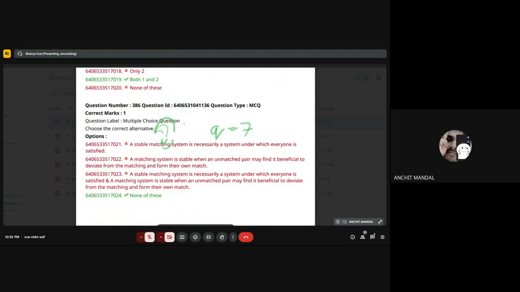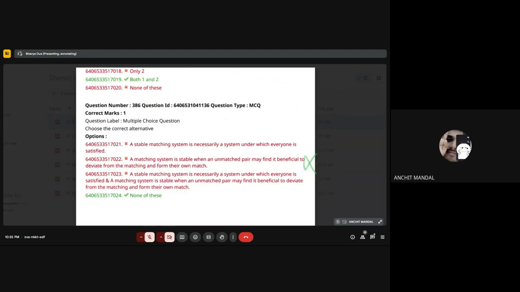A stable matching system is a system under which everyone is satisfied. No, the matchmaker is happiest because their decision is honored. A matching system is stable when an unmatched pair may find it beneficial to deviate from the matching and form their own match. False. Not allowed.